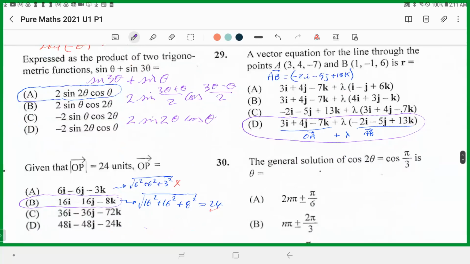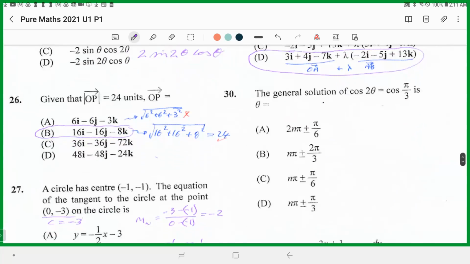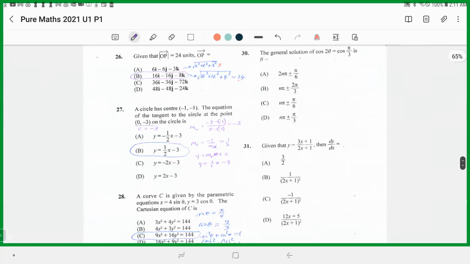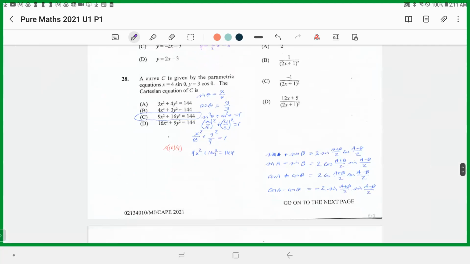All right, next one. General solution of this. Now, general solution of a cos. Let's write it down. You need to know them, you know. You can write them anyway. So that's the general solution, and the answer is there.